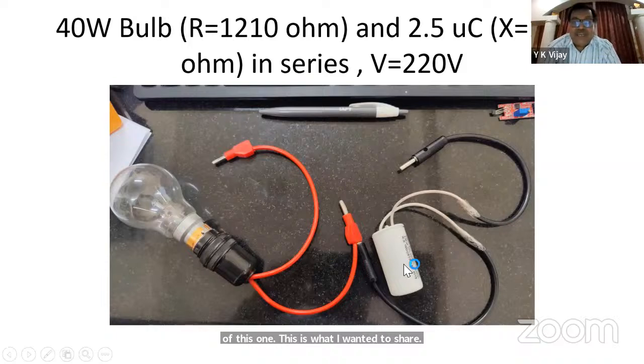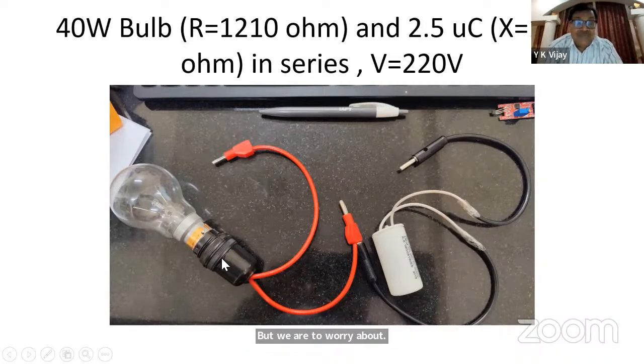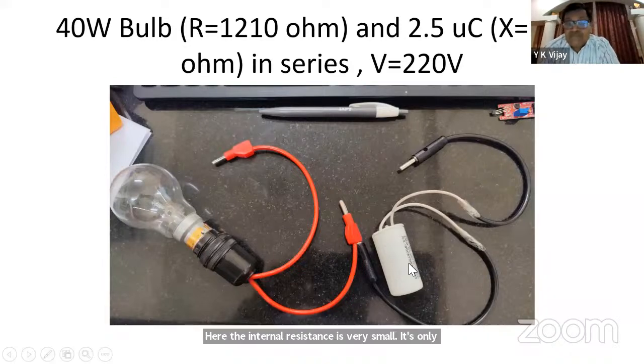Now, a valve and a capacitor. One can do the experiment with a valve and a choke, but we have to worry about the resistance of the choke along with the inductance. Here, the internal resistance is very small. Only the capacitive reactance comes in.